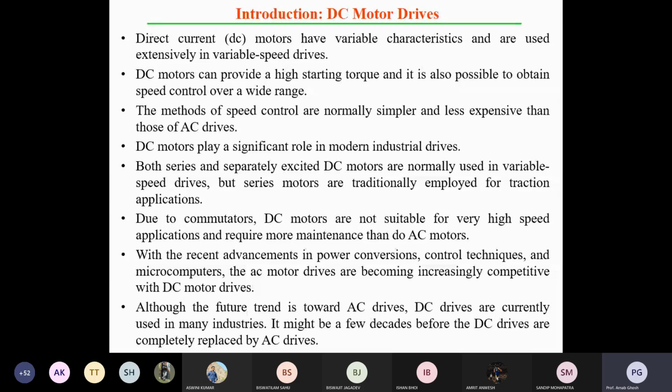Due to commutators, DC motors are not suitable for very high speed applications and require more maintenance than AC motors. So for the AC motor, the maintenance cost is less.